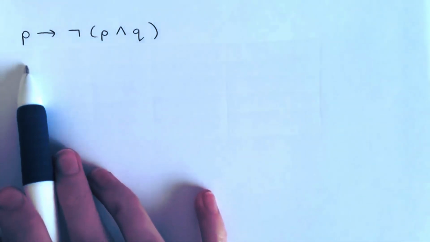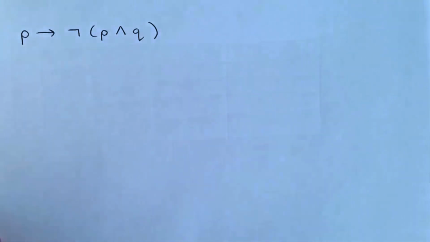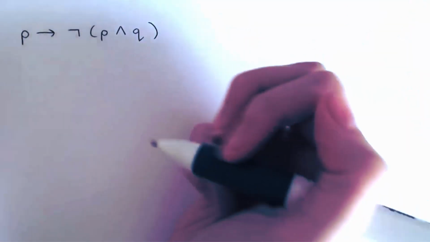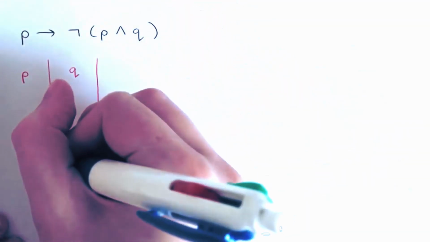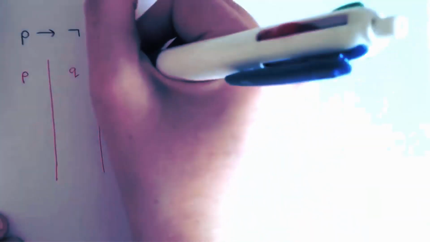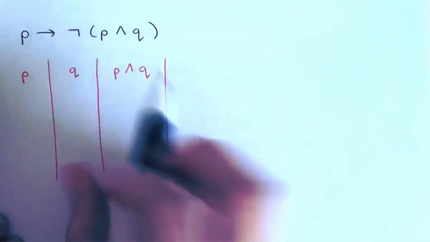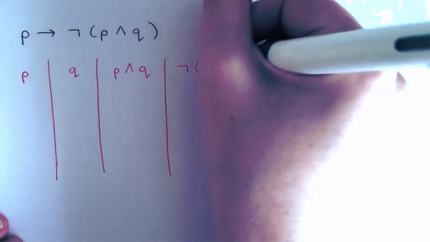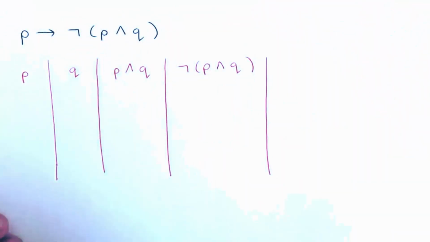So how we start our truth table is by drawing up our columns. The first one that we've got is what we have for P, and we also have a Q. And then we have here a P and Q, and then we have the negation of P and Q, like this. And then we have the whole example here.